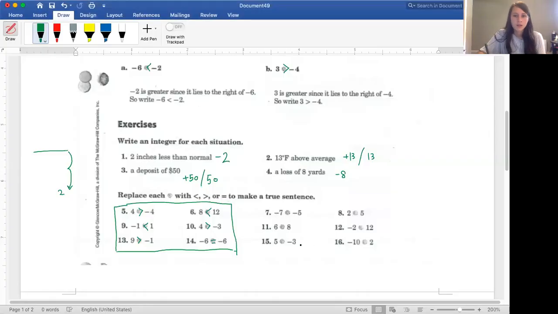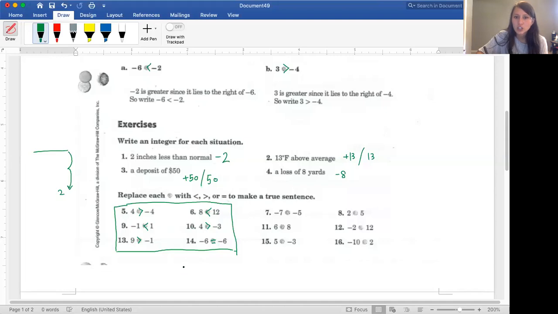Okay, so let's take a look at what you guys have. With this, let's see, for 5, 4 is greater than -4. 6, 8 is less than 12. 9, -1 is less than 1. For 10, 4 is greater than -3. 13, 9 is greater than -1. And 14, -6 equals -6.